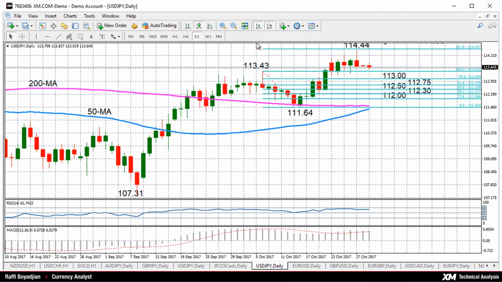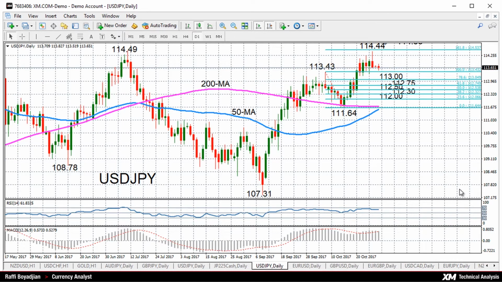For further downside, we should see support coming first at around 113.40, then the 113 handle, which is the 78.6% Fibonacci. Then we have the 61.8% Fibonacci at 112.75, and then the 112 handle could also be another major support. But the key support here really is the 111.60 area, which is where the 200-day and the 50-day moving averages appear to be converging at the moment. If you do see the 50-day crossing above the 200-day, that would reinforce the bullish outlook in the medium term, which has in fact weakened.